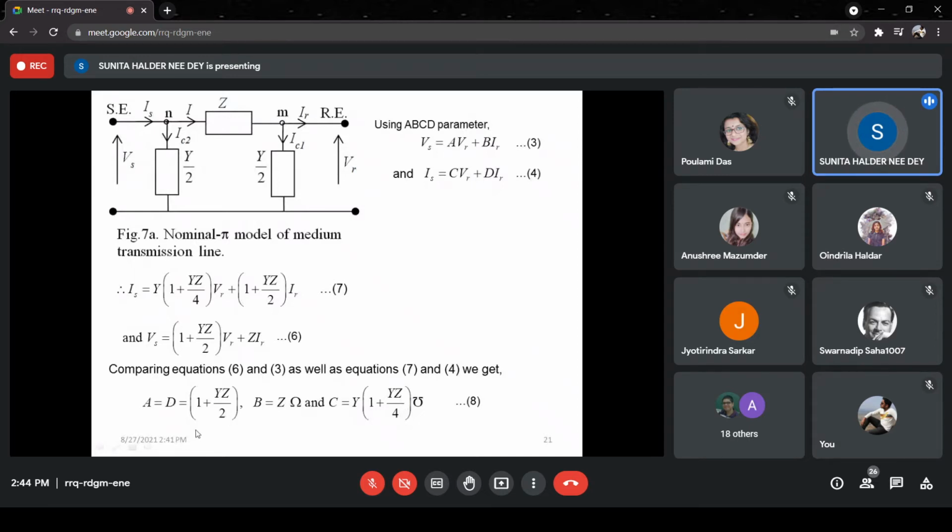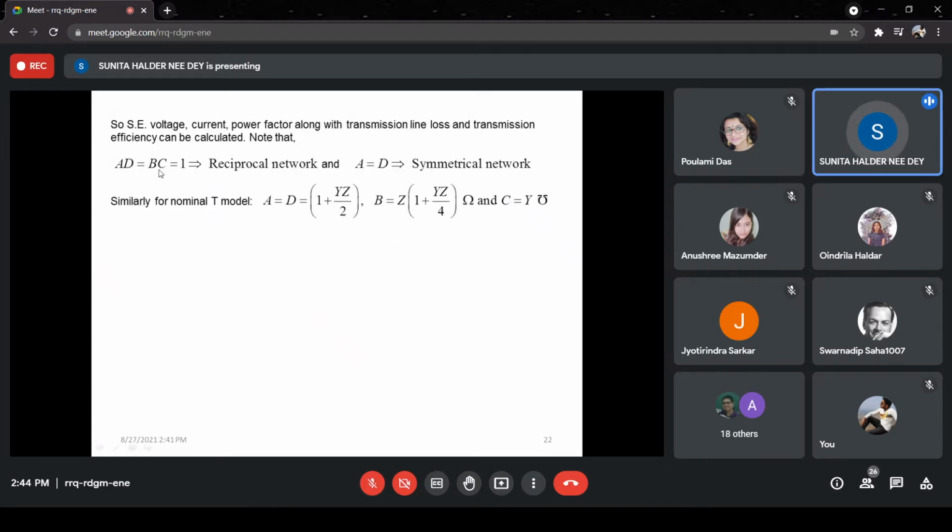So A equal to D equal to 1 plus YZ by 2, B equal to Z and C equal to this much. Now you see A equal to D for the transmission line. That's why the transmission line is a symmetrical network. If A equal to D, then the transmission line is symmetrical. That means whether you see from the receiving end or the sending end, the input impedance will remain the same. Similarly, AD minus BC, then it is a reciprocal network. If we calculate this using the ABCD parameters, you will get AD minus BC equal to 1. That means it is a reciprocal network.